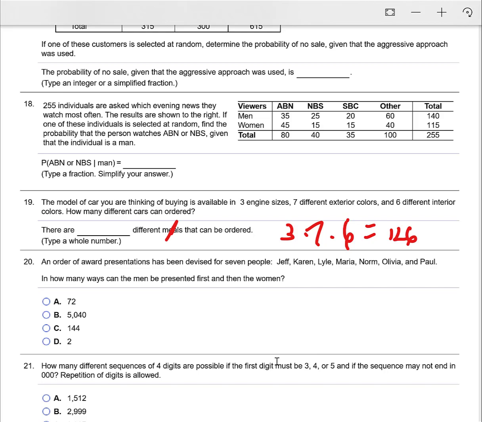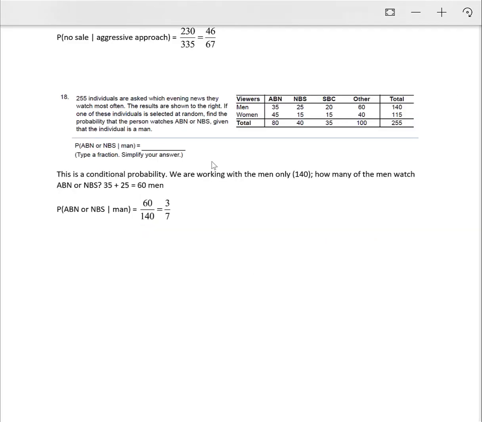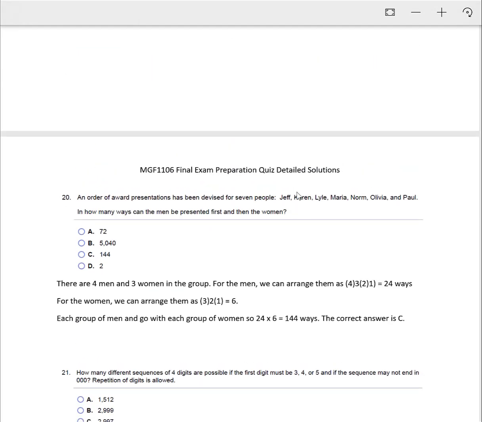An order of, and I have a detailed solution for this next one because you have to think about this one a little bit. An order of awards presentations has been devised for 7 people, and their names are listed there. In how many ways can the men be presented first and then the women? So if you count and look at those names, it appears that there are 4 men and 3 women. So when we deal with the men, you notice I wrote it down here. We have 4. The first choice for men has 4 choices. The second has 3, 2, and 1. That's 24 ways we can arrange the men.